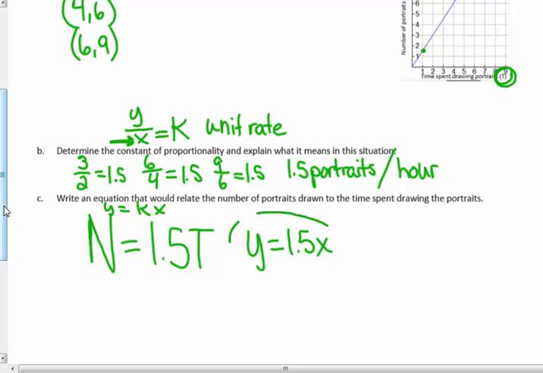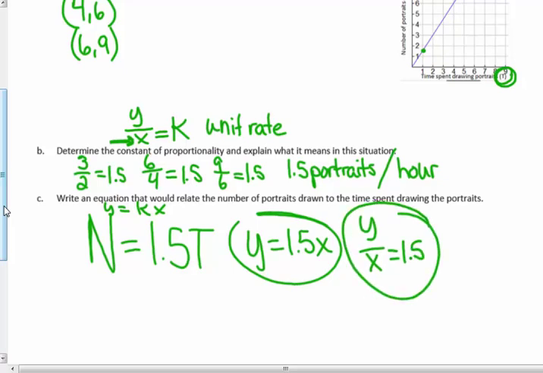This is perfectly okay. Could I have said y over x equals the constant 1.5? Yes. Or putting it with these letters, could I have said N, number of portraits, the y variable, divided by T, the time, x, equals 1.5? Yes. There's lots of ways I could have answered this question. There's 4 of them.